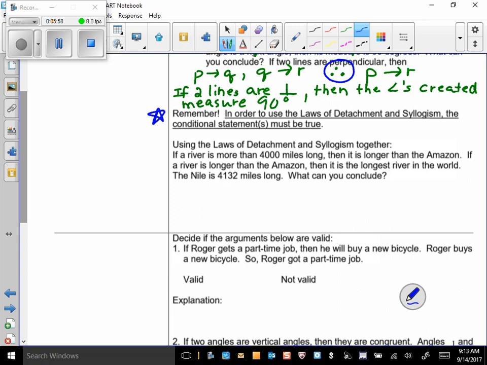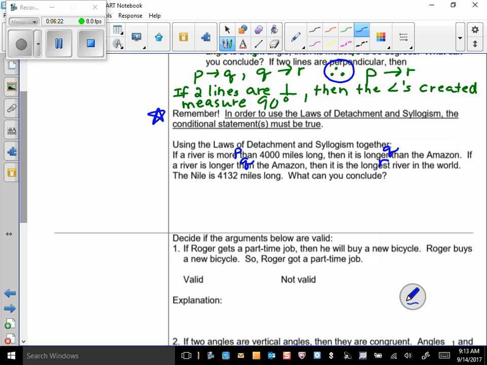Okay, so now here's another practice. Now we're going to combine these two. If a river is more than 4,000 miles long, then it is longer than the Amazon. Let me label this. So there's P, my hypothesis, and there's my conclusion. If a river is longer than the Amazon, so there's if Q then R, then it is the longest river in the world.